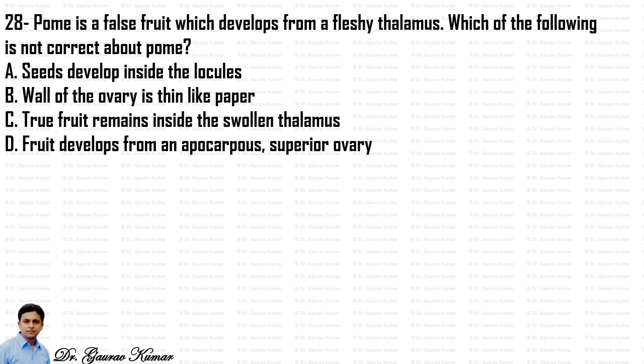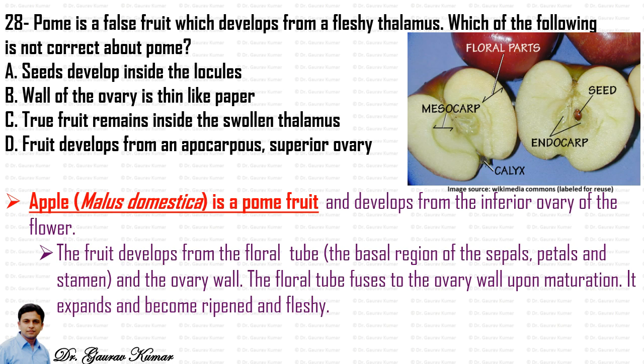So coming to the next question, pome is a false fruit which develops from a fleshy thalamus. Which of the following is not correct about pome? So let's see directly what actually is a pome fruit. Apple is a very good example. Its botanical name is Malus domestica, and so apple is a pome fruit and it develops from the inferior ovary of the flower.